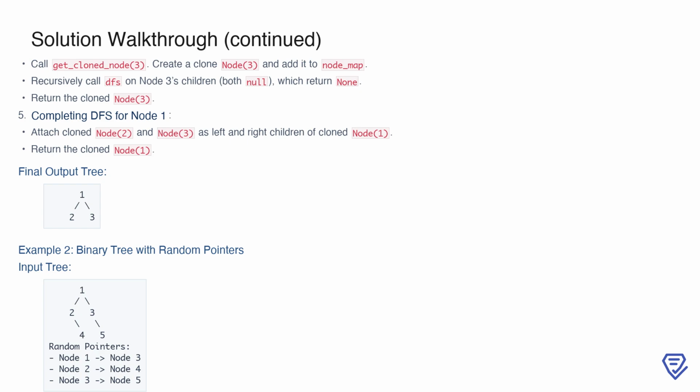For node 2, after cloning it, we move to its right child, node 4. Node 4 is cloned, its children are processed, both null, and we map the random pointer of node 2 to the cloned node 4. Returning to node 3, we create its clone, process its right child, node 5, and map the random pointer of node 3 to the cloned node 5. Finally, for node 1, we map its random pointer to the cloned node 3 and attach all the cloned children. The output tree retains the original structure, with correct random pointer mappings. Node 1 points to node 3, node 2 to node 4, and node 3 to node 5.